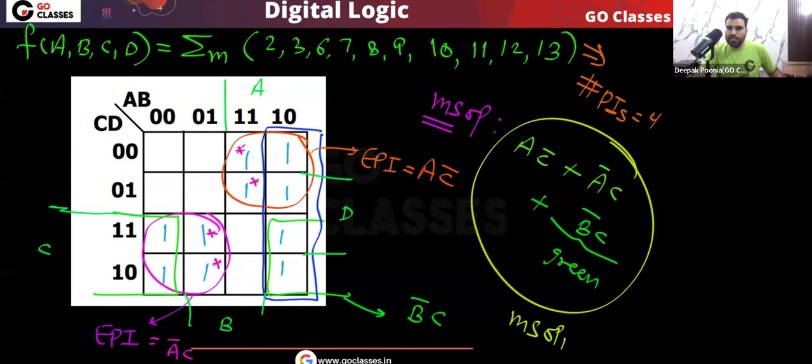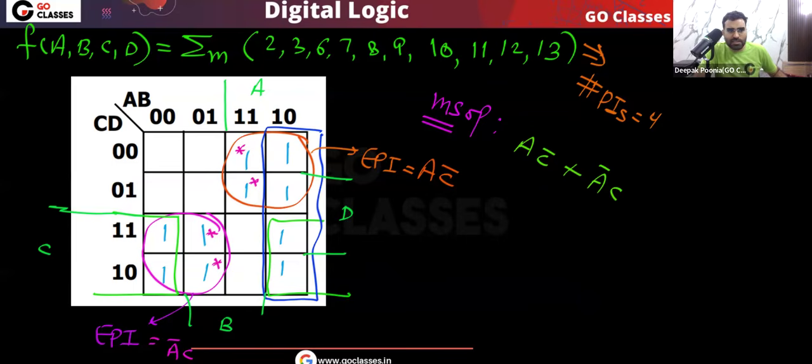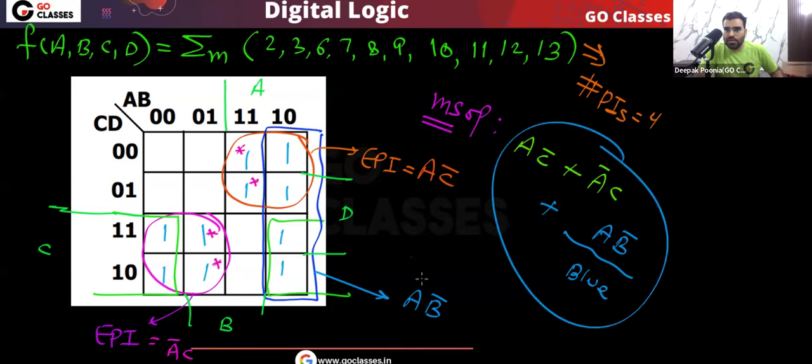But remember, there is another minimal SOP. What is that? You can see, to cover these one cells, I can use the blue PI. Correct? So for this blue PI, what is the product term? This is in the area of A and B bar, so that will be A B bar. Correct? So you can see that this is another minimal SOP expression.